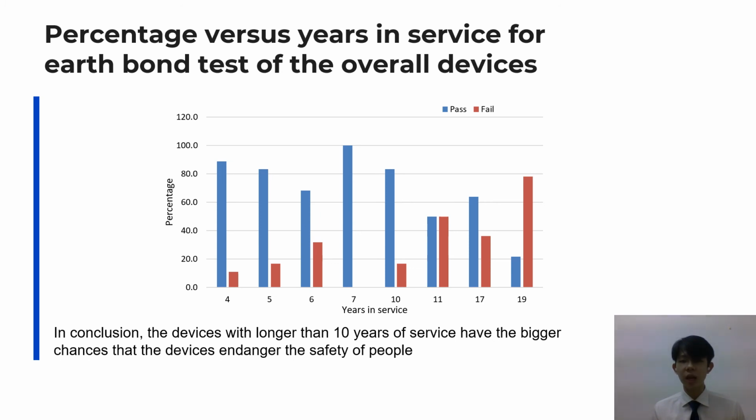The devices with 11, 17, and 19 years of service have a higher average Earthbound test value than other years, which causes the mean value of the Earthbound test for each year in service to be significantly different in the ANOVA analysis. Moreover, the chi-square independent tests have proved that the pass or fail of the Earthbound test is dependent on the year in service of the device, and it can be concluded that the year in service is one of the factors that affect the safety of a device.